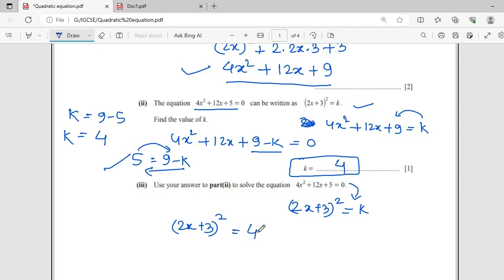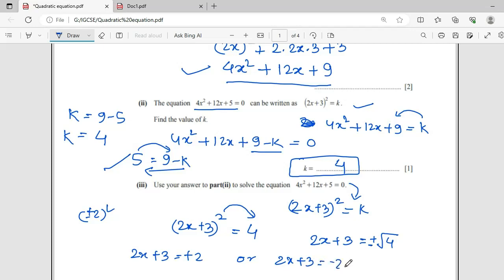Okay. Now whenever I bring a square from one side to the other side, it becomes the square root. So 2x + 3 is equal to the square root of 4. Okay. This will have a plus and minus sign, because the square root of 4 can be plus or minus 2. Either we can take plus 2 or minus 2. So 2x + 3 is equal to plus 2, or 2x + 3 is equal to minus 2. There could be two scenarios, one is positive, another is negative.